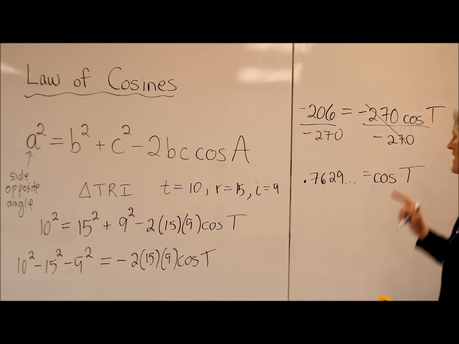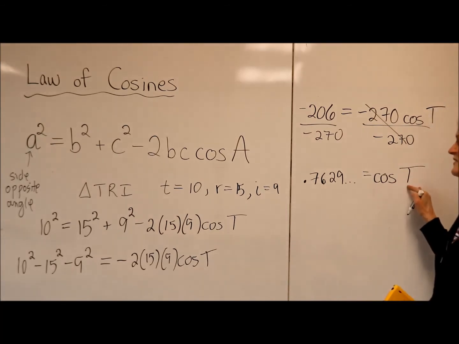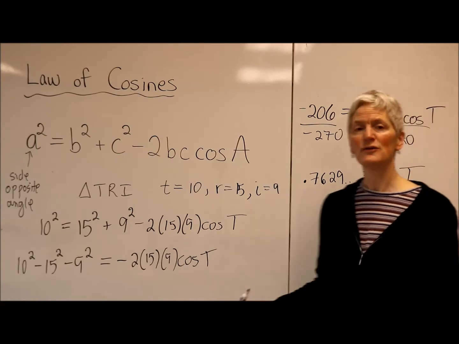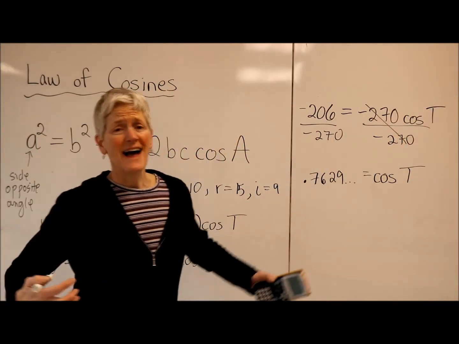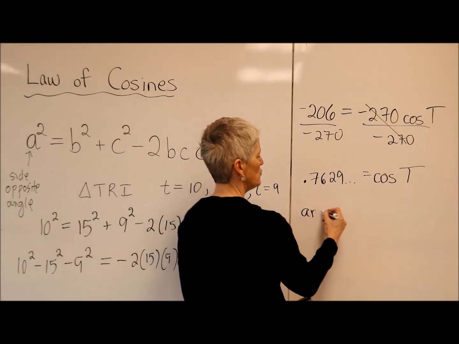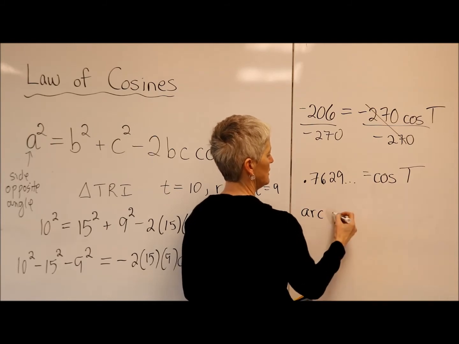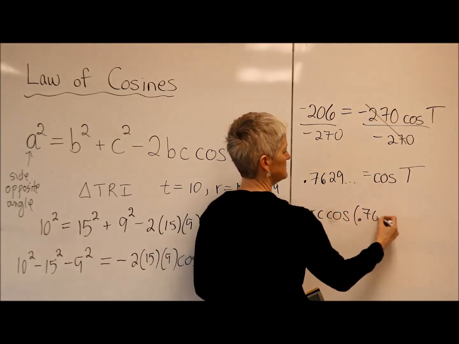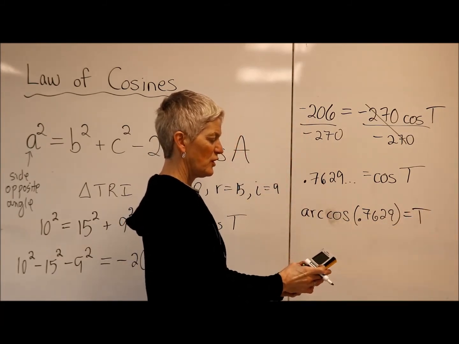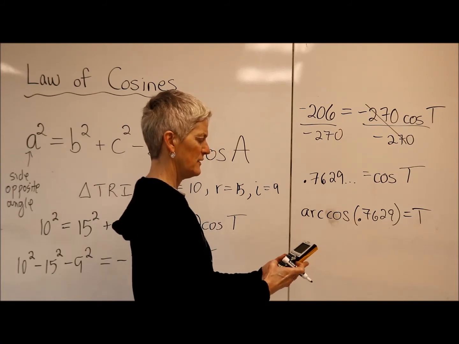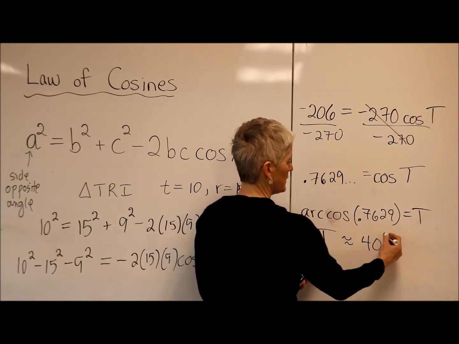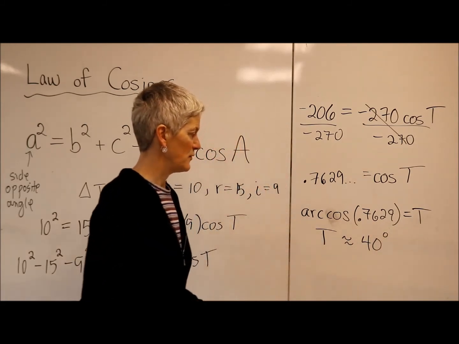Hey, how am I going to find T? I know the cosine of this angle equals this ratio. How do I undo cosine? I undo cosine the way I undo any function. I take its inverse. Inverse cosine, arc cosine, however you want to write it, arc cosine of that ratio will give me my angle. So second cosine is on your calculator, and that gives me an angle of approximately 40 degrees if we're rounding to the nearest degree.